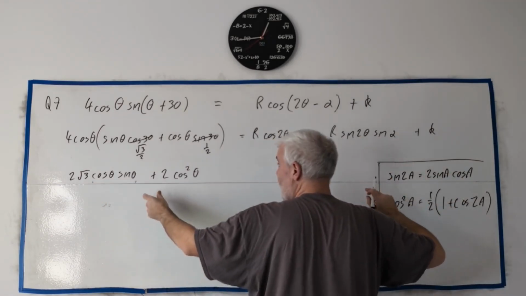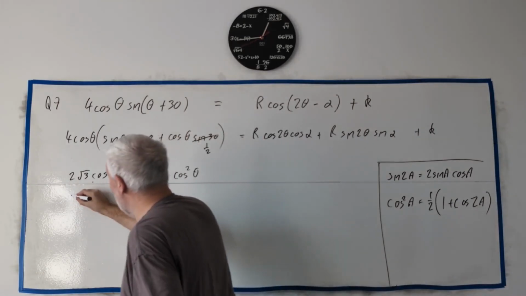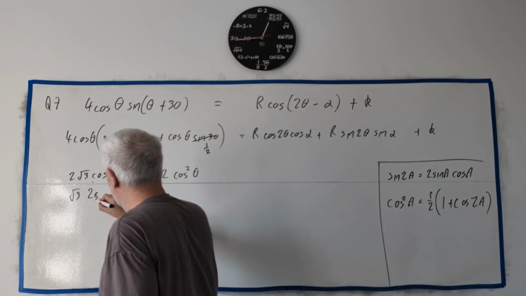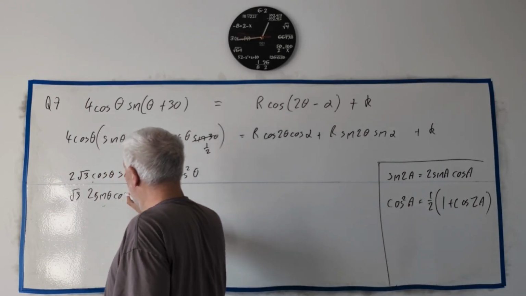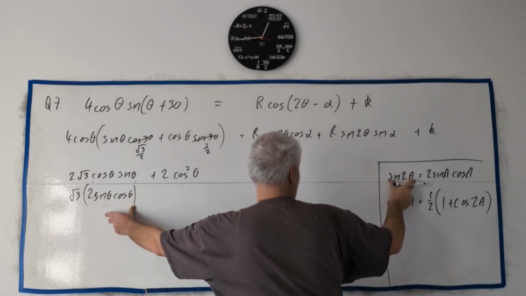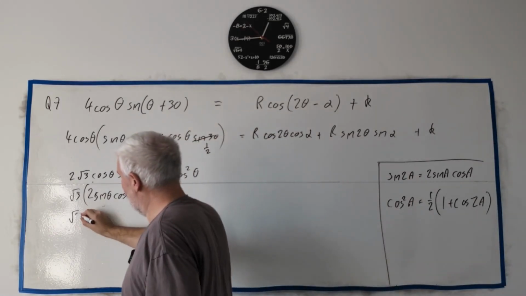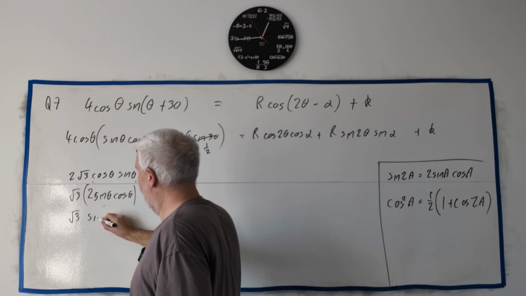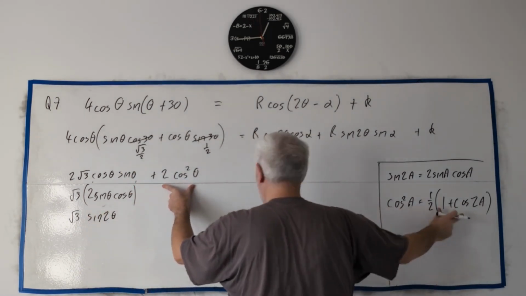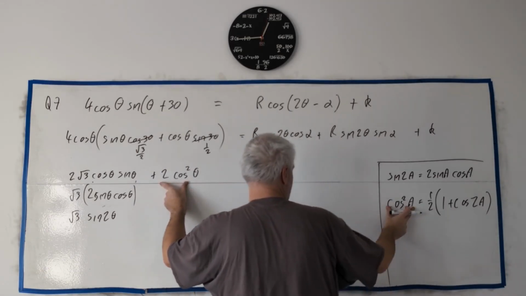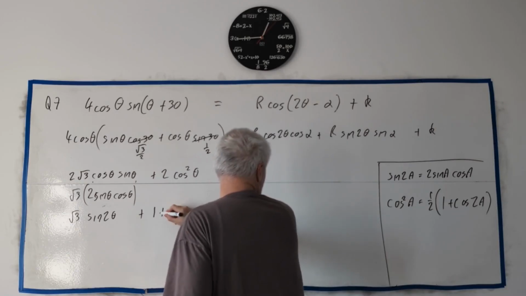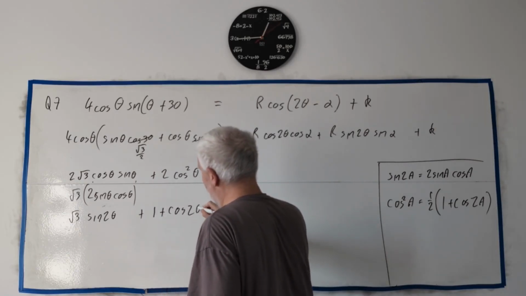If we just had a 2, which we do have a 2. So let's rewrite that. Square root of 3, 2, which is first, sine theta, cosine theta. Well, that's the same as sine 2 of this. So square root of 3 sine 2 theta. Okay. And what about this one? This works perfect, actually. 2 times this is the same as 2 times this. So this is just 1 plus cosine 2 theta.